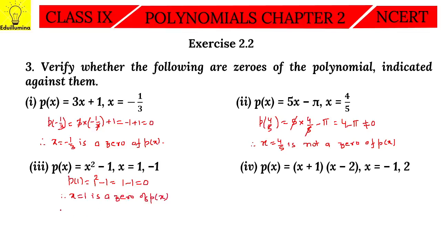Now we will check x equal to minus 1. So p of minus 1, which is equal to minus 1 square minus 1. Minus 1 square is 1, minus 1, so which is again equal to 0. So it means x equal to minus 1 is also a zero of the polynomial.